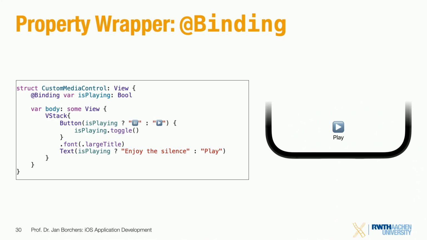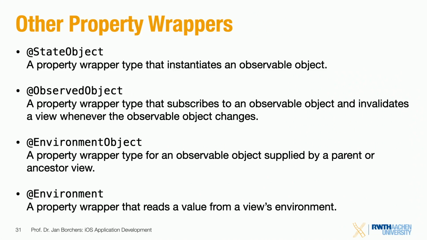There are a whole bunch of other property wrappers, and some of them are fairly advanced material, and they will take a little bit of wrapping your head around them. When you come across them, you will find out what they do. I won't go into too much detail here. There's @StateObject, which is a property wrapper that essentially instantiates an observable object. There's the @ObservedObject property wrapper that subscribes to one of those observable objects and invalidates the view whenever that object changes. So you can see how the fundamentals of MVVM are being made available to you here through these property wrappers.